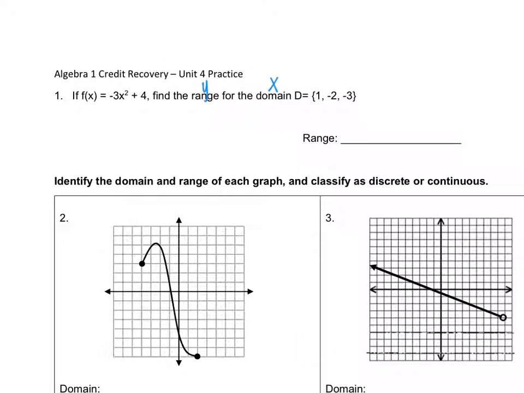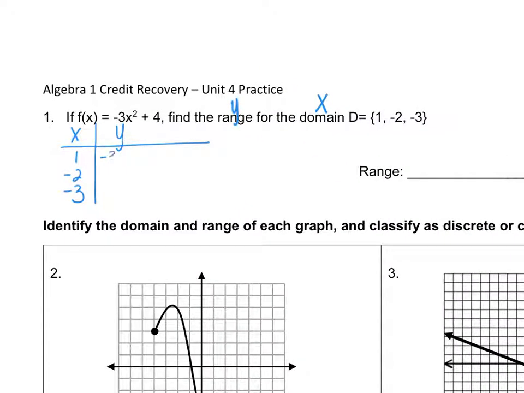So here we could make a table, x and y. For x, I have 1, negative 2, and negative 3. To find the range, all I'm going to do is plug those values in from x into my function every time I see x, and that'll give me the range, or my y value. On this very first one, I'm going to have negative 3 times 1 squared plus 4. Okay, negative 3 times 1 squared plus 4 will give me 1.